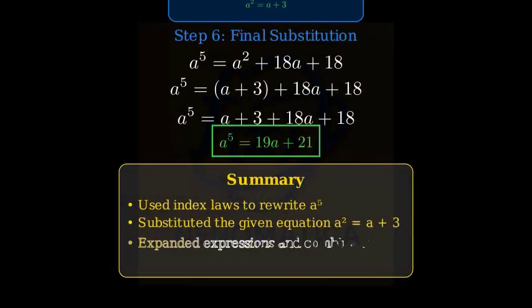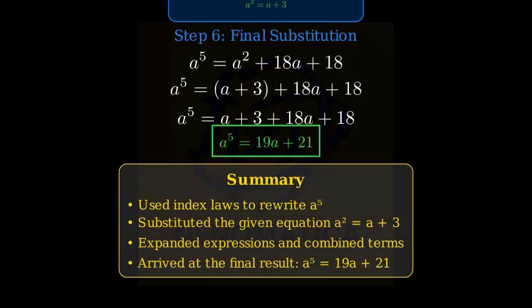Let's summarize what we did in this proof. First, we rewrote a to the fifth power using index laws. Then we used our given equation, a squared equals a plus 3, to substitute and simplify. We carefully expanded expressions and combined like terms at each step. This type of algebraic manipulation is common in many areas of mathematics.